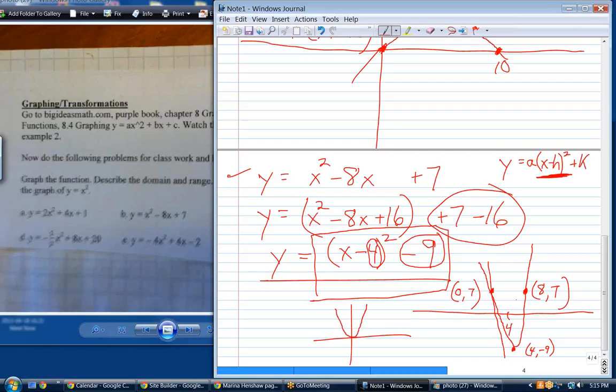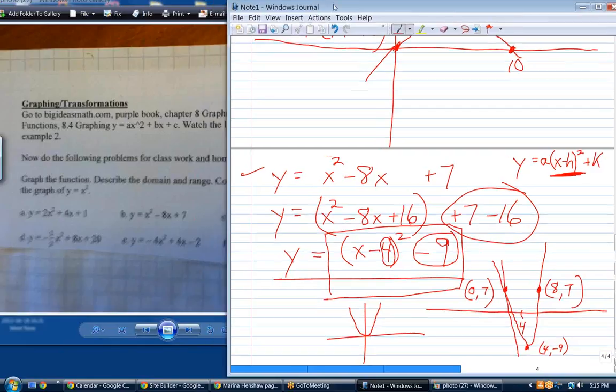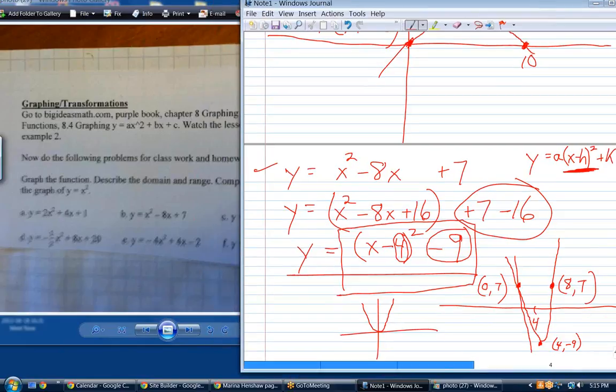And this function that we drew has clearly been moved to the right 4 units and down 9 units. So that's the transformations that it's had done. Okay? And we could have read that from the graph that we drew, but it's actually easier to read that from the function itself.